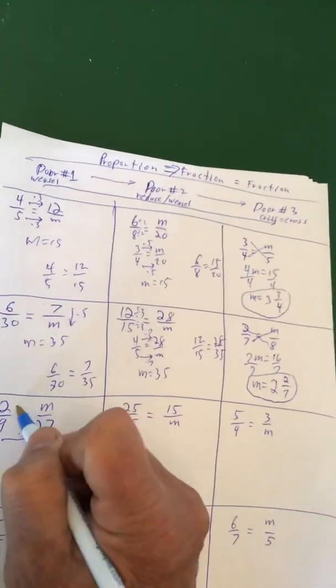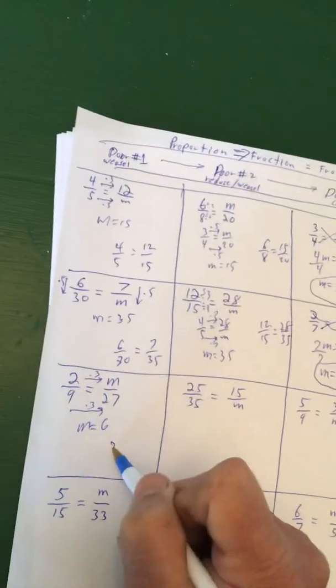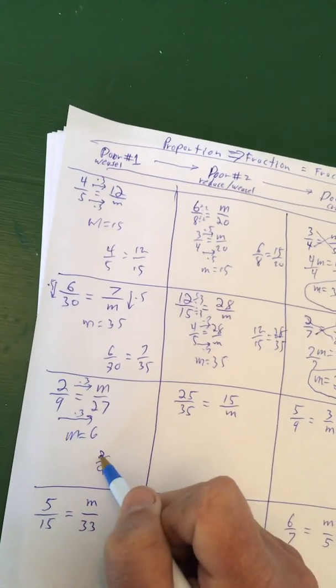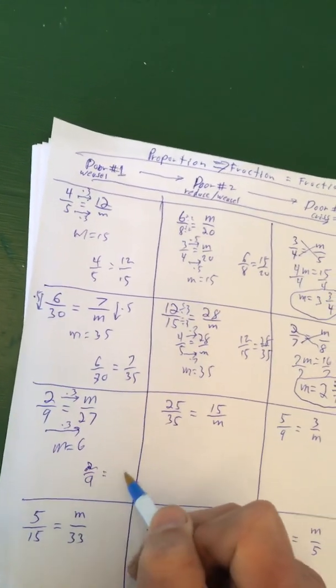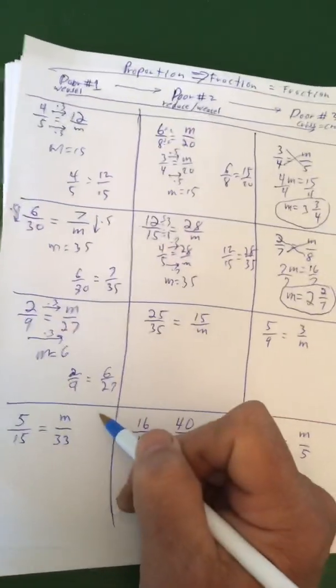This is times 3. So times 3. M equals 6. 2 over 9 equals 6 over 27. That's times 3 times 3. Yep, I'm right.